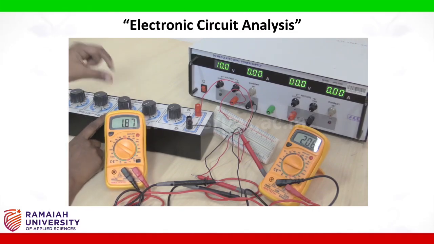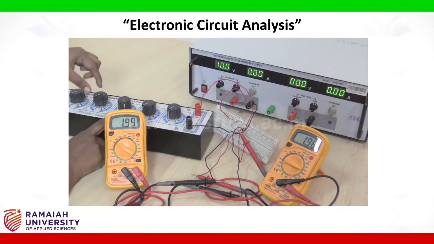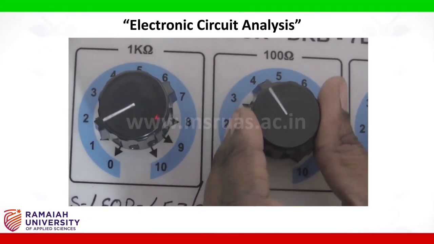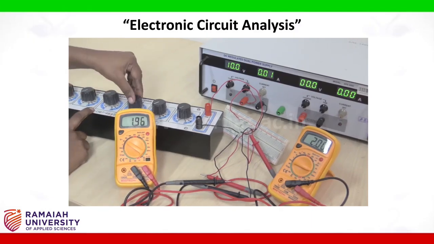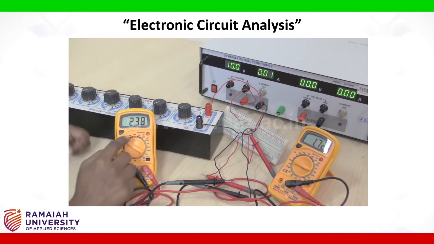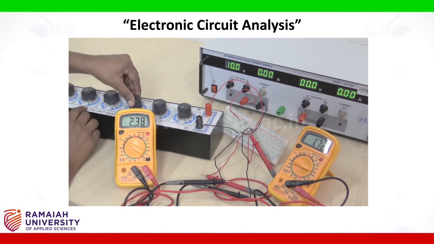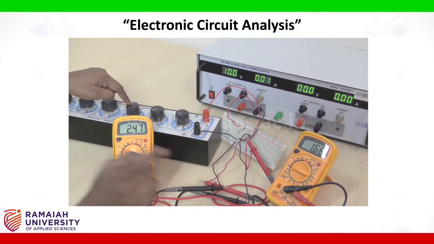Now change the DRB reading to 1 kilo ohm. So put 1 here and let this knob go to 0. So 1 kilo ohm on DRB. Again note down the readings. Change the DRB resistance to 1.2 kilo ohm and note down the readings. Put the DRB resistance to 1.4 kilo ohm. Again note down the readings. Put the DRB reading as 1.5 kilo ohm and note down the readings.